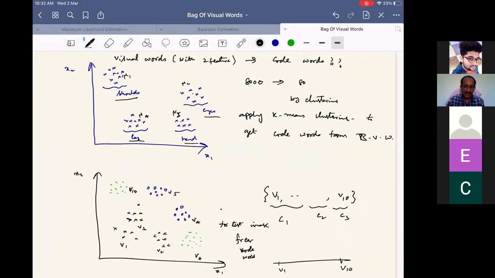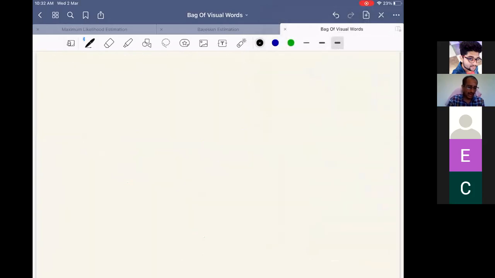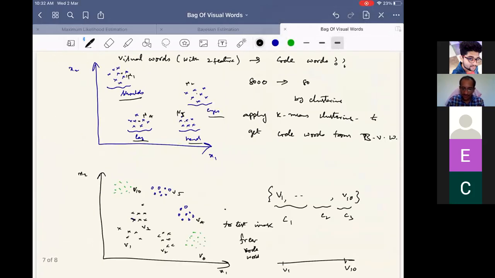For the third step, there are 2 ways as we discussed. If we know a priori which corresponds to which class, we can use them directly, and for a test image, you take the visual words and count the class frequency. Based on that, if the class frequency for these visual words is more, it belongs to class 1; if it is more for these, it belongs to class 2 or class 3. Like that you can divide. That is step 3.